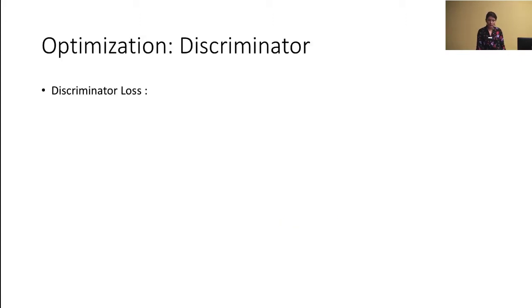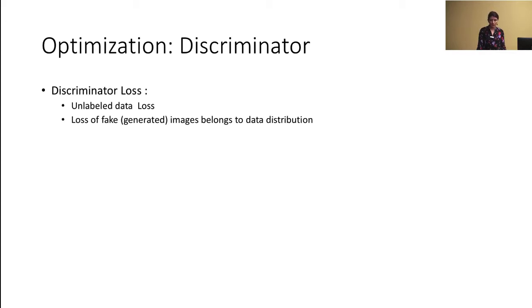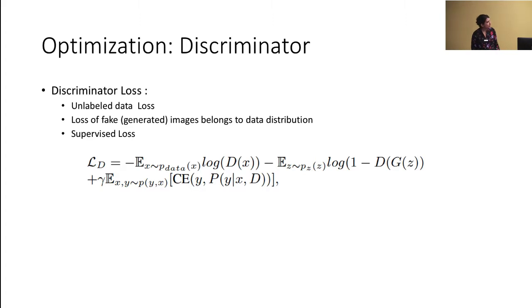So for the optimization, the discriminator loss consists of 3 losses. One is for unlabeled data, one is for the fake data, and one is the typical supervised loss. For the first part, P data is for unlabeled data. We want to increase the probability of the output of the discriminator for a real image belonging to the real data. And this part is where we enforce the discriminator to label fake, or generated, data as fake. And this part is the typical cross entropy for the labeled data. And gamma is just a way we can put more emphasis on labeled data or not.